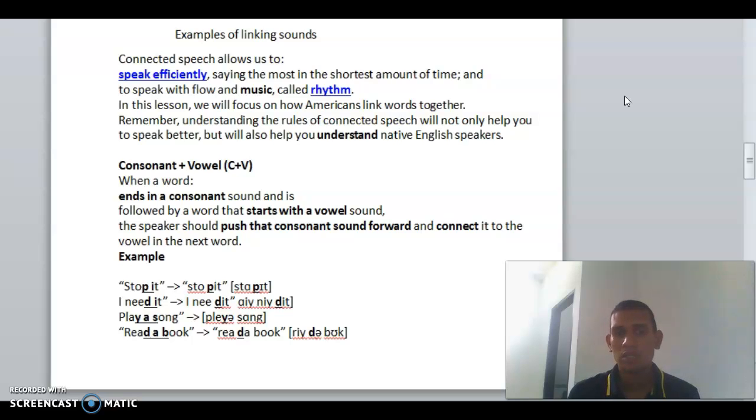Consonant plus vowel. When a word ends in a consonant sound and it is followed by a word that starts with a vowel sound, the speaker should pass the consonant sound forward and connect it to the vowel in the next word.